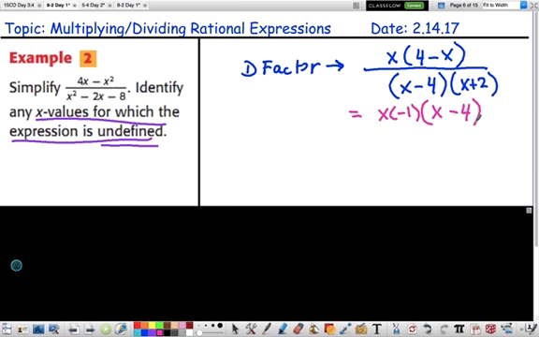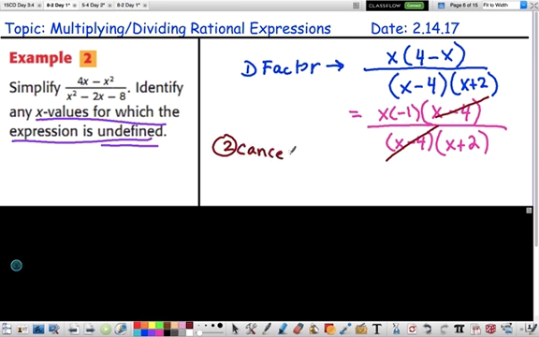Negative 1 times x is negative x. Negative 1 times negative 4 is positive 4. I factored out a negative 1. Leave the bottom because we don't need to do anything there. And now I can cancel. Factor, cancel, cancel. x minus 4 cancels with x minus 4. That was step 2, cancel. Step 3 was simplify.